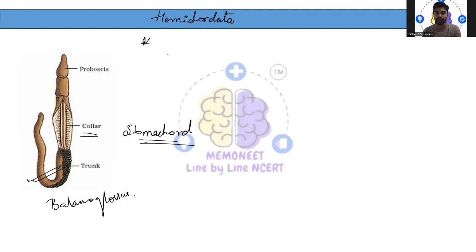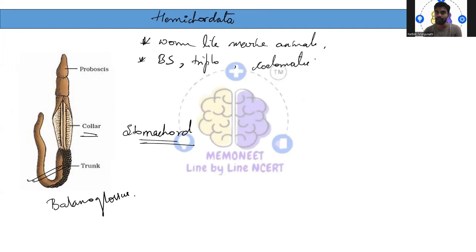The phylum consists of small groups of worm-like marine animals with organ system level of organization. They show bilateral symmetry, they are triploblastic, and they are coelomate animals. The body is cylindrical.